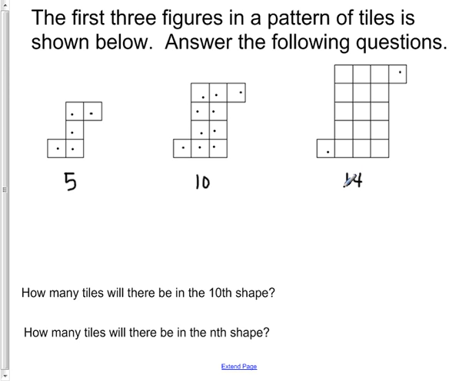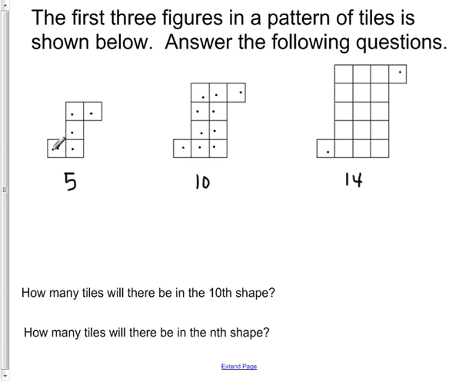Okay, so one of my inklings is to say, well, it goes up by 5, and then it goes up by 4, and then it goes up by 3, maybe? But I don't know if that's true. I don't know. So let's look at the shapes and see if we can figure out a pattern from there.